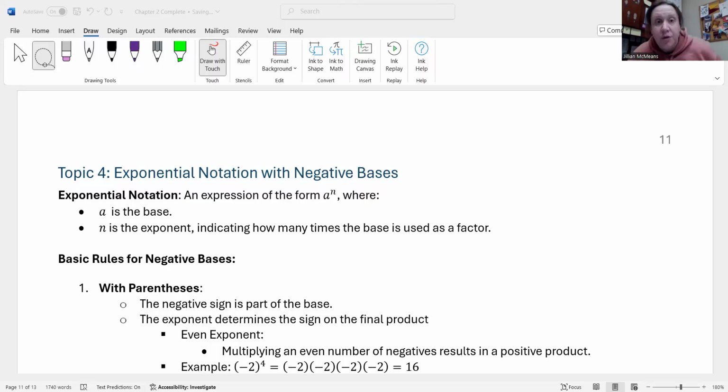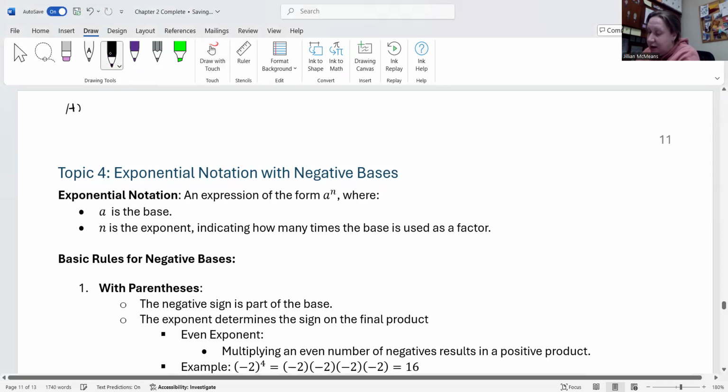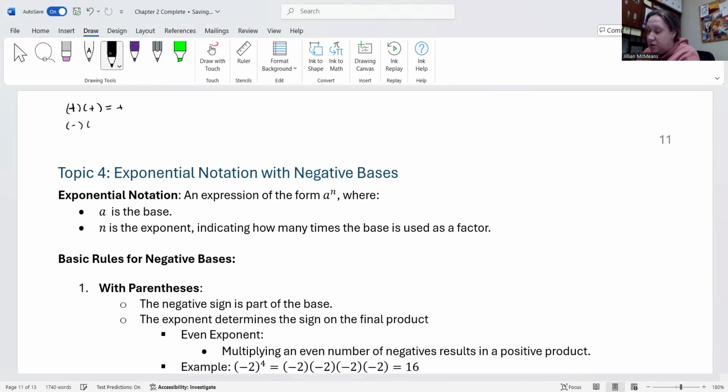For topic 4, we're going to look at exponential notation with negative bases. Before we get started, there's a couple of things from previous videos I need to remind you of. When it comes to the signs for multiplying integers, if you're multiplying two integers that have the same sign, you're going to get a positive product. Whether those signs are positive or negative, if you have two of the same sign, you have a positive product. And if you have one of each sign, so different signs, you get a negative product.